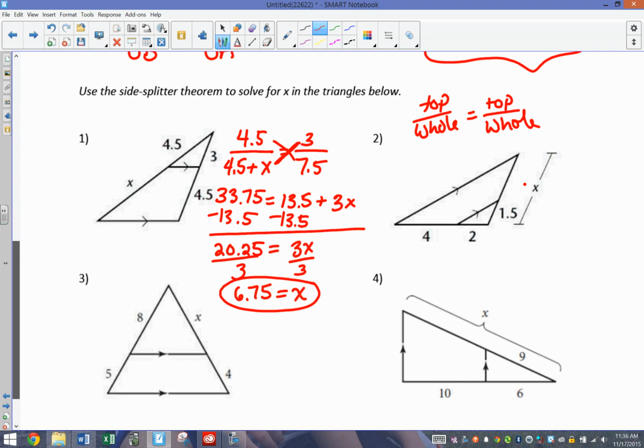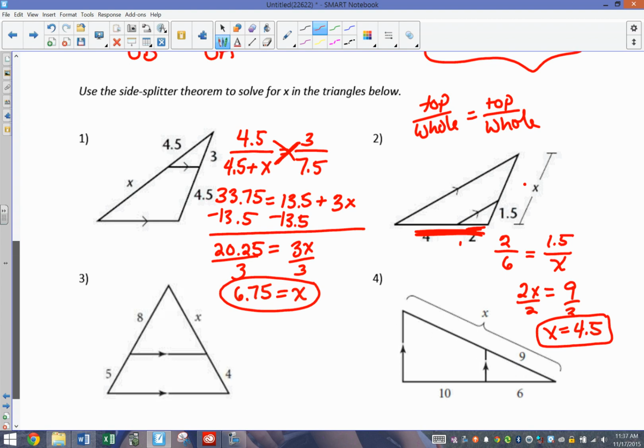So if I do that same thing for this next triangle, this is the top part. The whole thing is 6. On this segment, 1.5 is the top part. The whole thing is what they're calling x. Cross multiply, 2x equals 6 times 1.5, which is 9. Divide by 2, x equals 4.5.